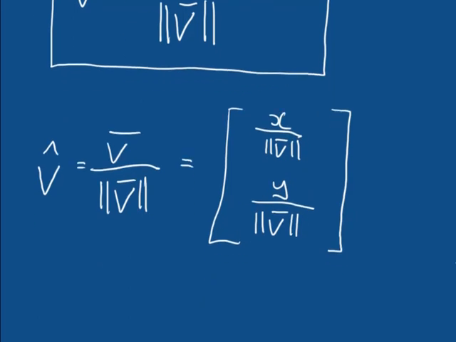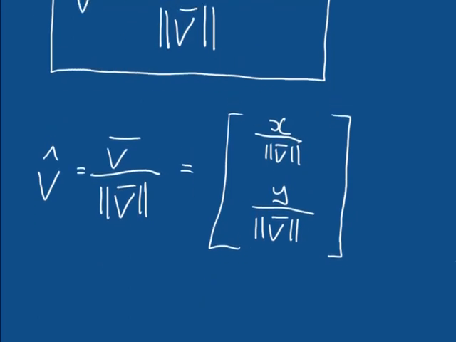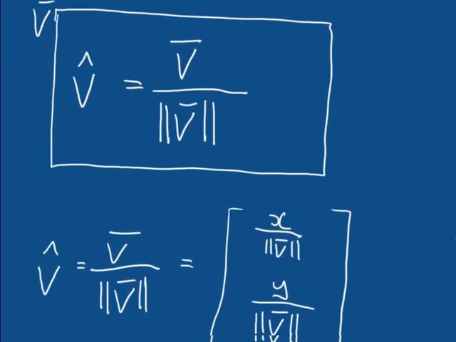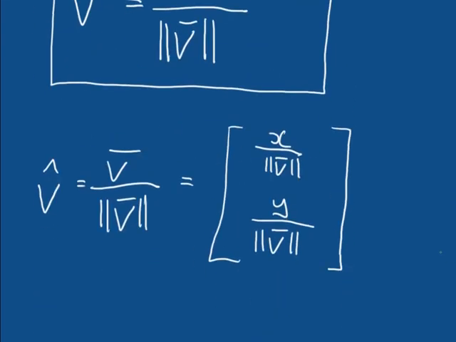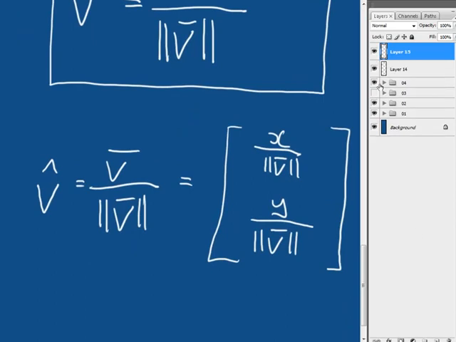But let's see, does this actually work? Does this actually give us a length of 1? Well, to do that, we really need to use some examples. We need to plug some numbers into our equation. So I'm going to bring up a new whiteboard in order to do that.